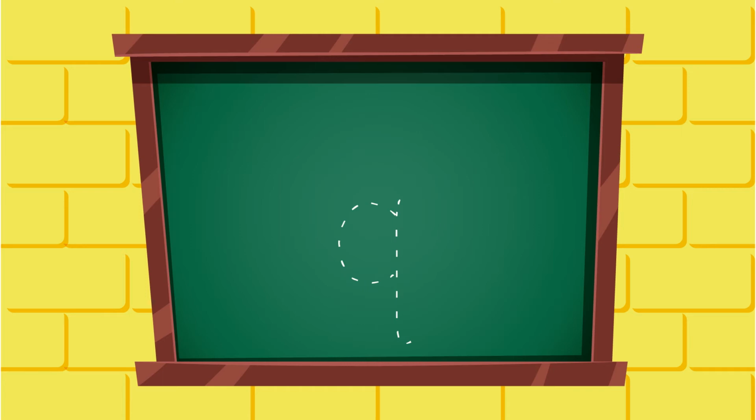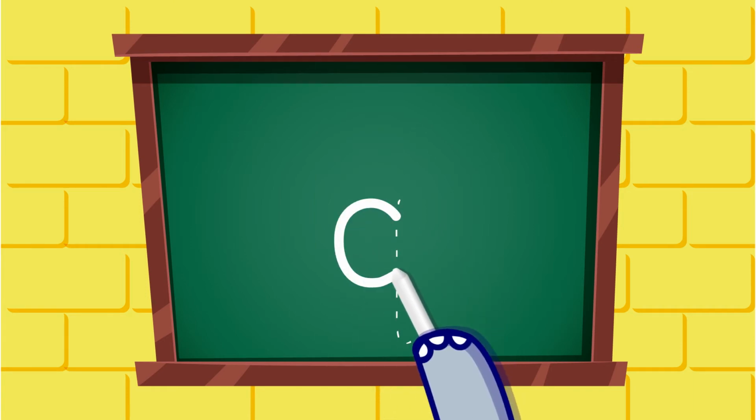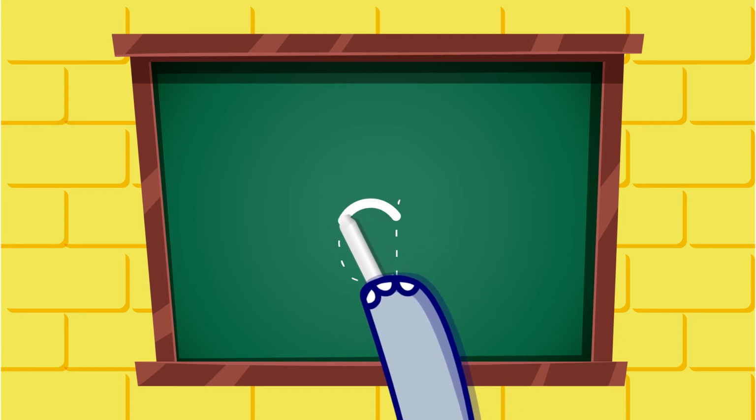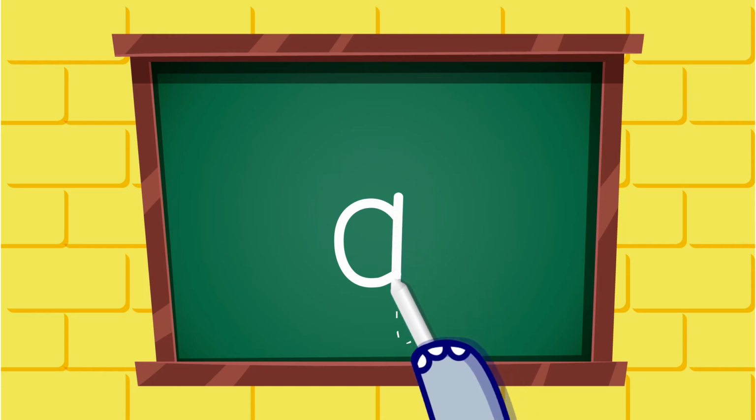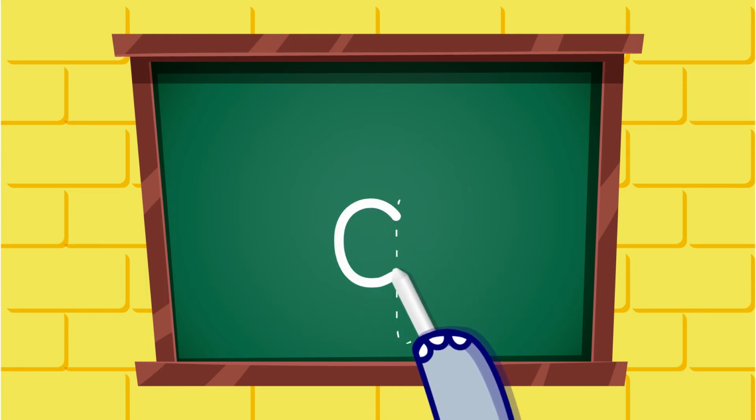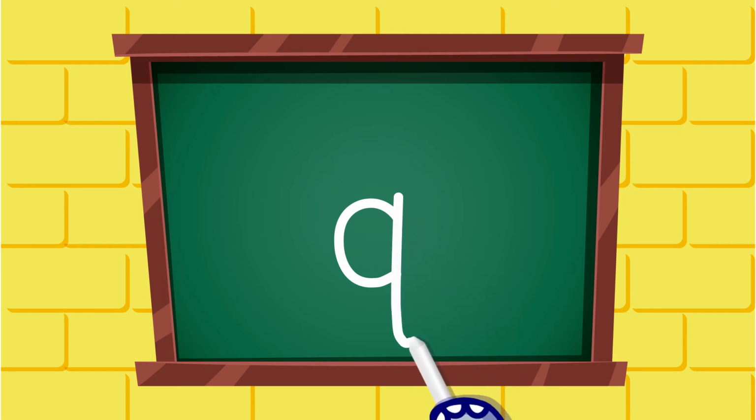Now we're going to write the lowercase q or small q. Start in the middle and go around to the left, like the small letter C. Then go back up to the middle and straight down. Let's try it again. Around, up, down. Excellent! Now check if you did it right. Well done!